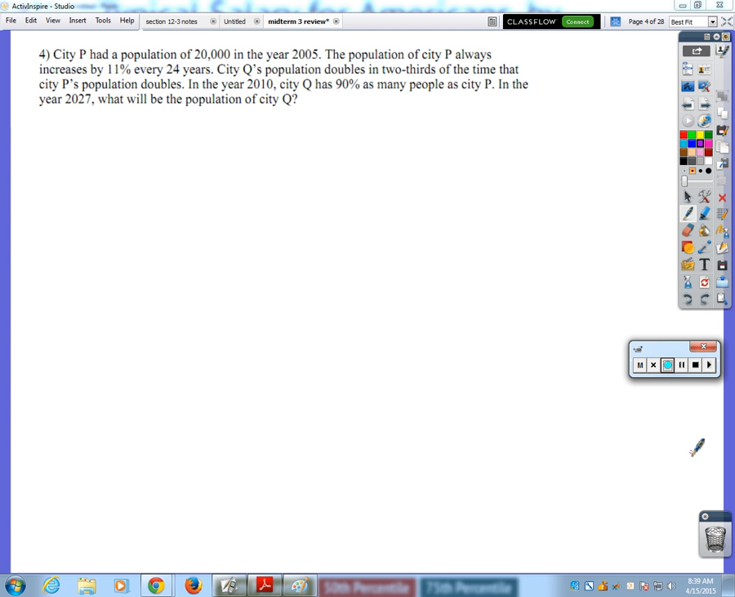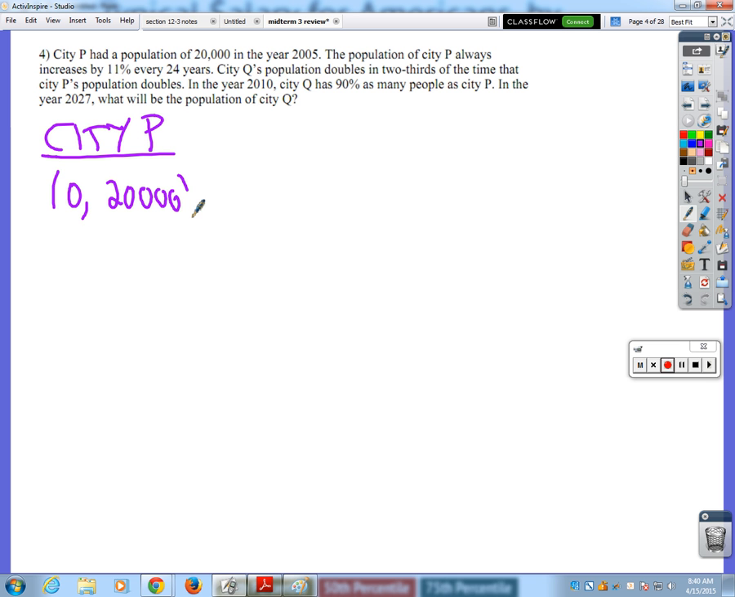Yeah, that's always fun. Okay, so let's do another exponential growth problem. You ready? Okay. Alright, city P. City P has a population of 20,000 in the year 2005. So we're going to use that as our starting point. Okay? So I'm going to say 0 and then population of 20,000. Population of city P always increases by 11% every 4 years.